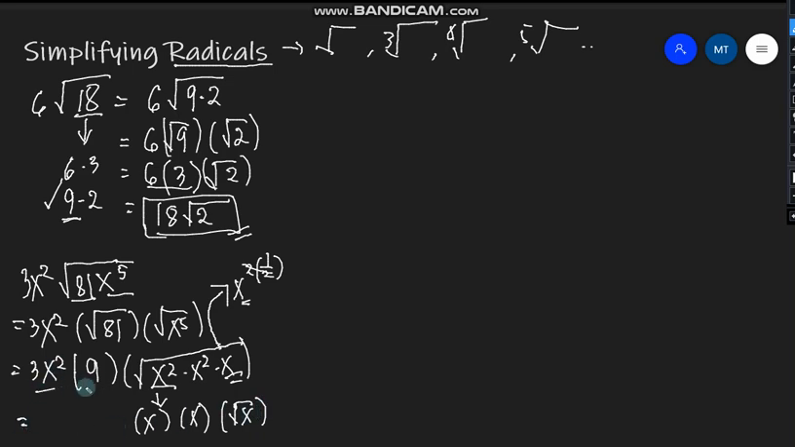And just bring down this 3x squared times 9. Then you can just simplify it. 9 times 3, that is 27. Count all your x's. You have x squared, that's 2 already. 2, 3, 4. So the answer is 27x raised to 4 square root of x.